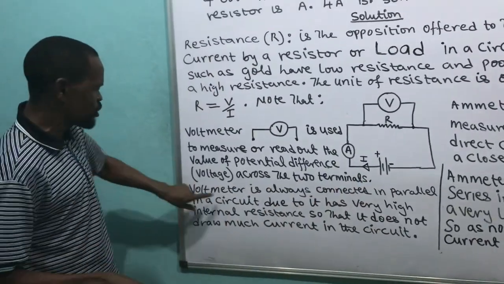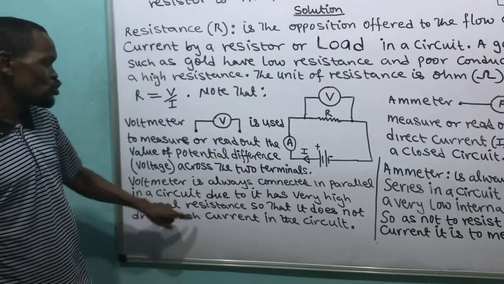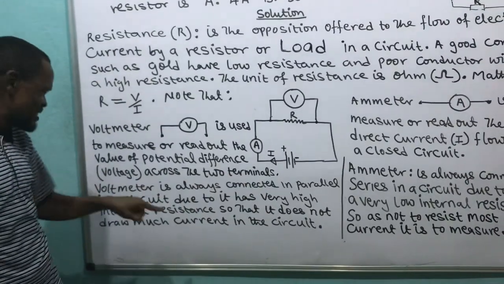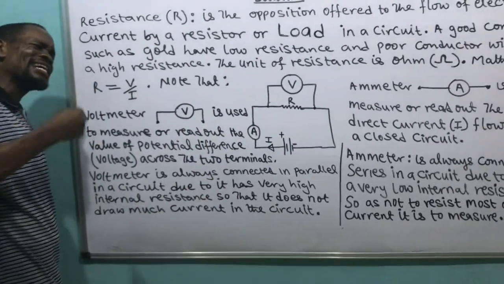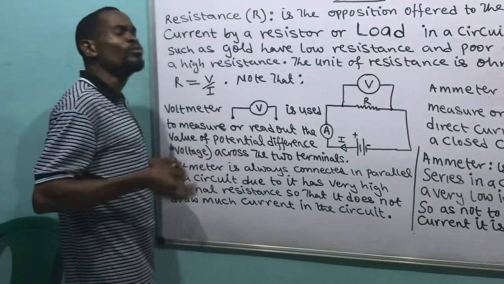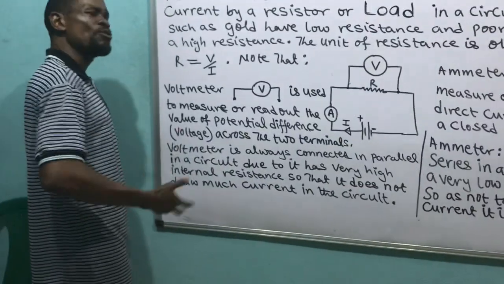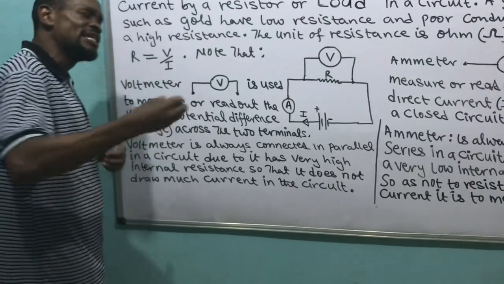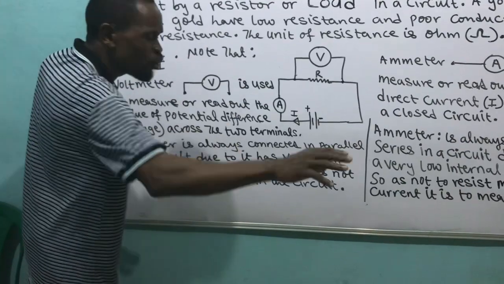Voltmeter is always connected in parallel in a circuit due to its very high internal resistance. Why are we connecting it in parallel? Because it has very high internal resistance. If we connect it in series, it will consume the current, the voltage you want it to read out. So it will give you an error. Rather, if you connect it in parallel, you'll be able to get the actual voltage. But when you connect it in series, it will consume even what you want it to read.